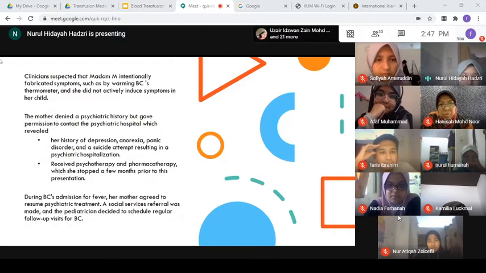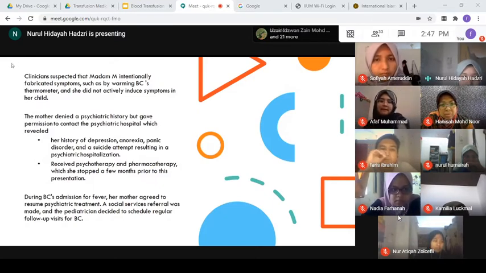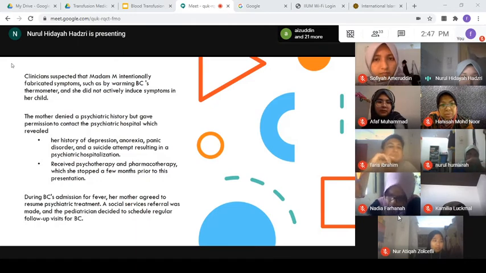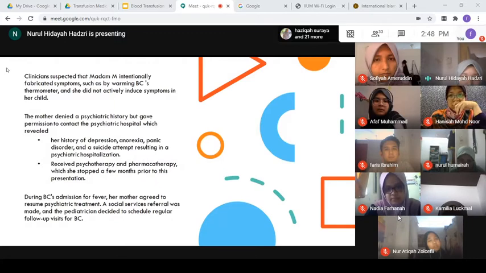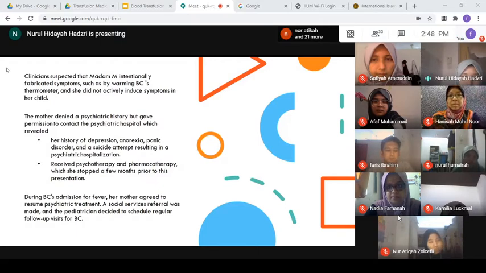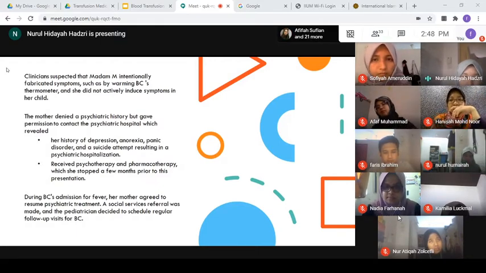Okay. From this case, when we go through this story, we know that this is a case of factitious disorder by proxy, or factitious disorder imposed on another. In this case, the mother presents her child as ill or sick, and she creates or exaggerates the symptoms of her child in order to obtain attention received through the child's symptoms.